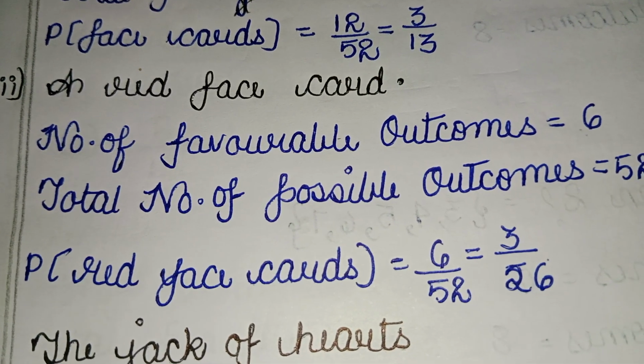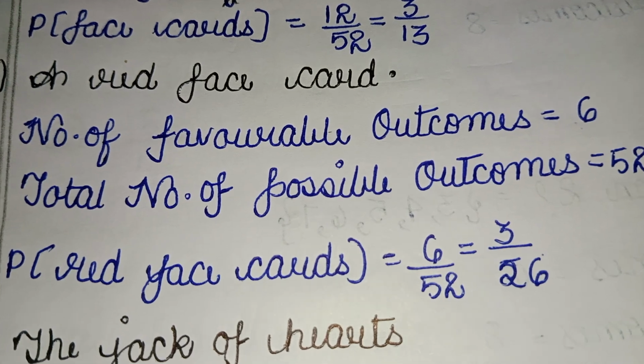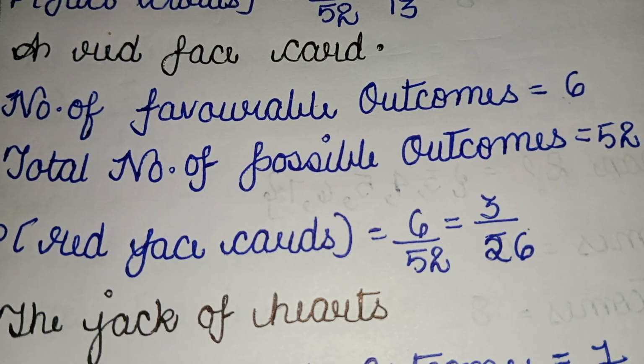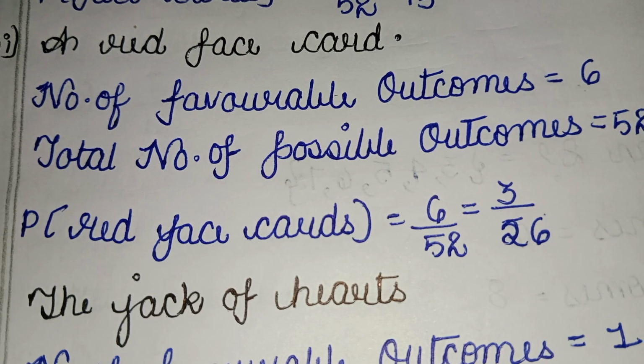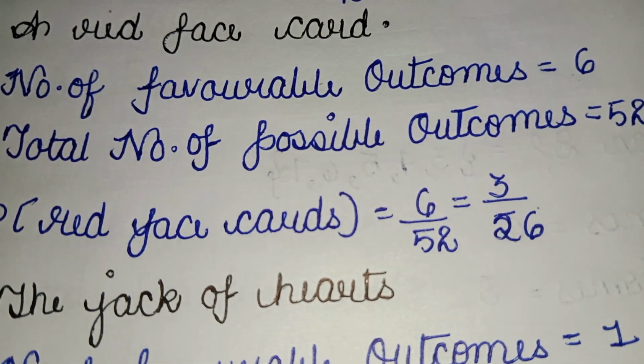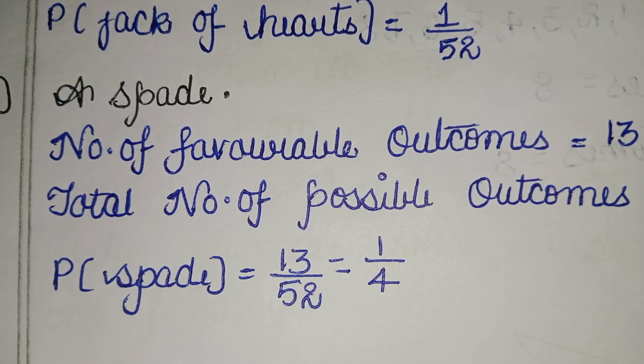Next question. A red face card. How many red face cards are there? 6. So number of favorable outcomes is equal to 6. Total possible outcomes is equal to 52. Probability of red face cards is equal to 6 by 52, which is 3 by 26.